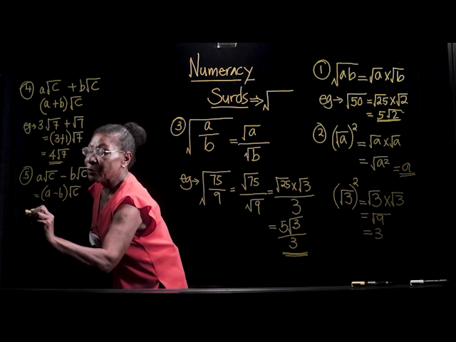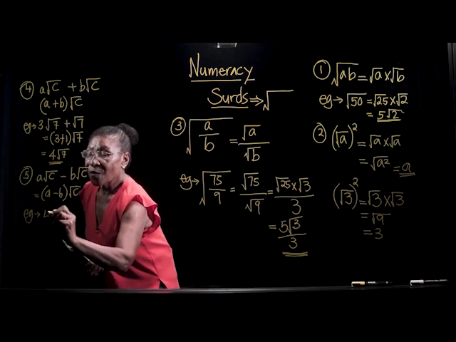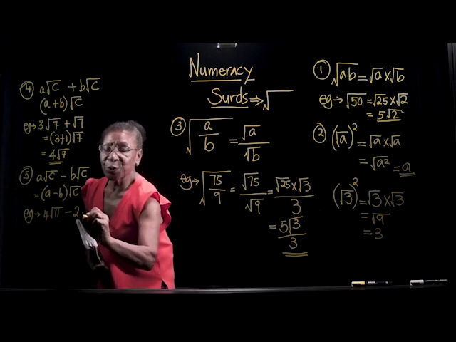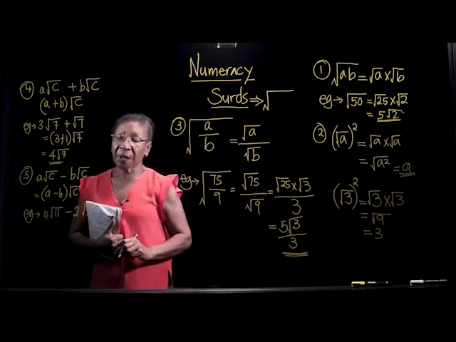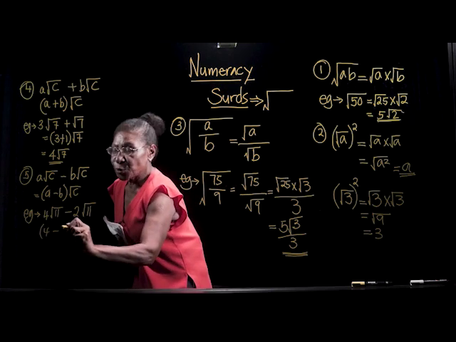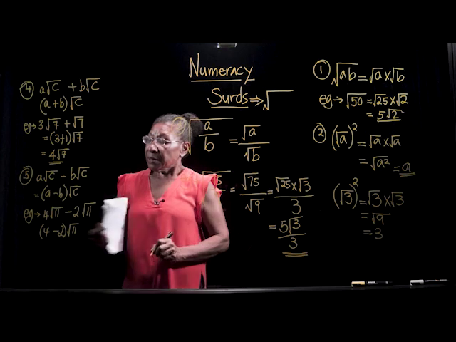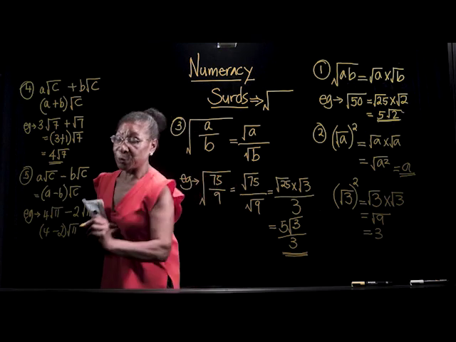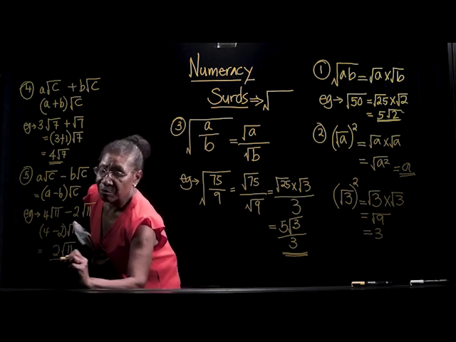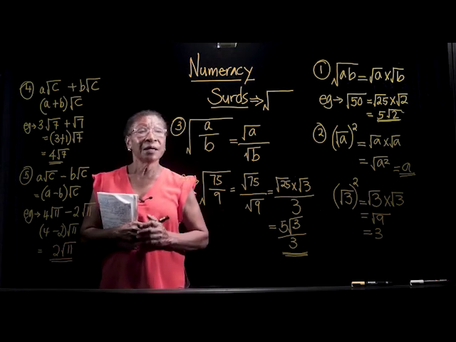Let's put it down here. That would give us 4 root 11 subtracting 2 root 11. Collecting our like terms, it gives us 4 minus 2 root 11. The difference of 4 and 2 is equal to 2 root 11. And that brings us to the last example of rule number 5 in surds.